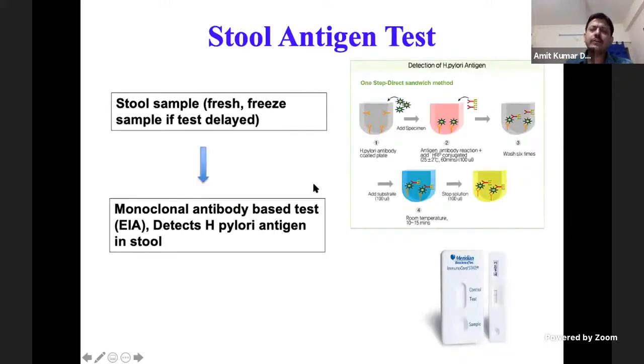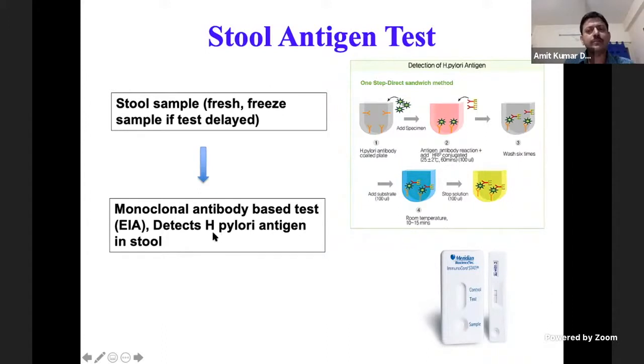Then the next commonly done non-invasive test is the stool antigen test. This, as the name suggests, detects H. pylori antigen in the stool. The testing can be done on a fresh stool sample. If the testing is delayed, then we can freeze the sample and do the test later. Earlier, they were polyclonal antibody tests, but they are not very accurate. So currently, the tests which are done are mostly monoclonal antibody and based on the principle of enzyme immunoassay.